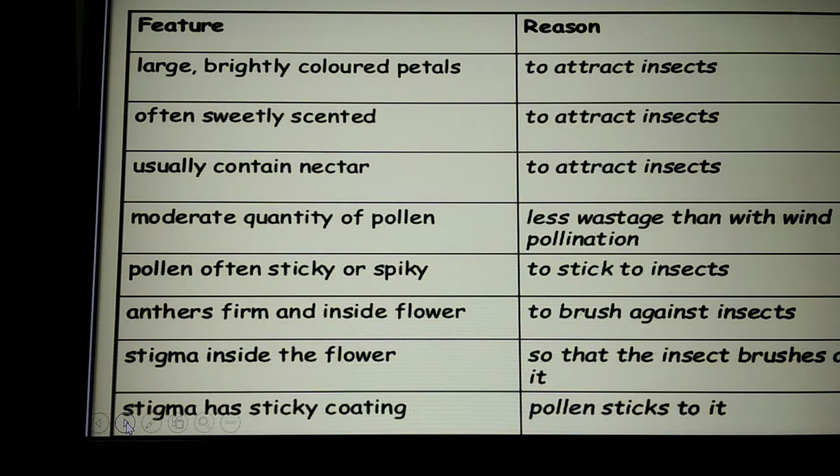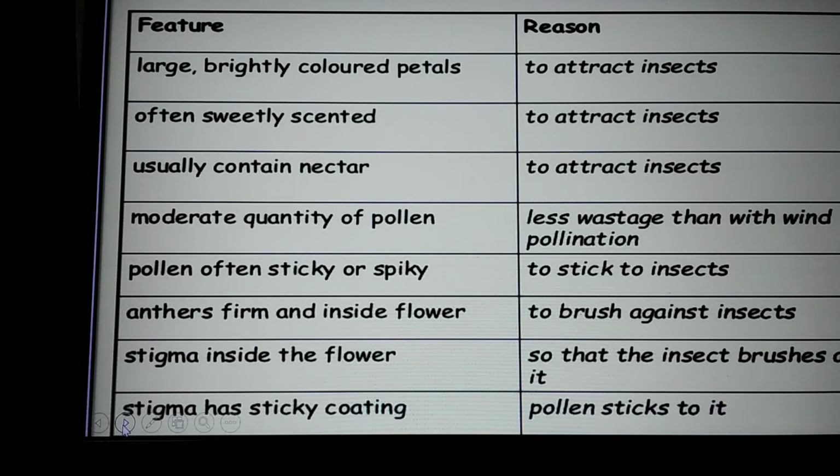Coming to the insect pollination, insect pollinated flowers should have the following features, that is, they must be large, brightly colored petals they must have, and often sweetly scented, because usually these flowers will contain nectar. All these features will be attracting the insects. Moderate quantity, not much quantity, but in less quantity the pollen will be produced, and since there is less wastage than the wind pollination, pollen is often sticky or spiky to stick to insects' legs.